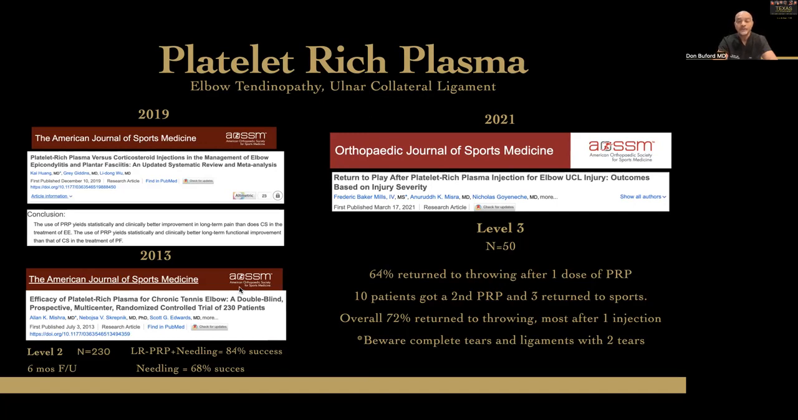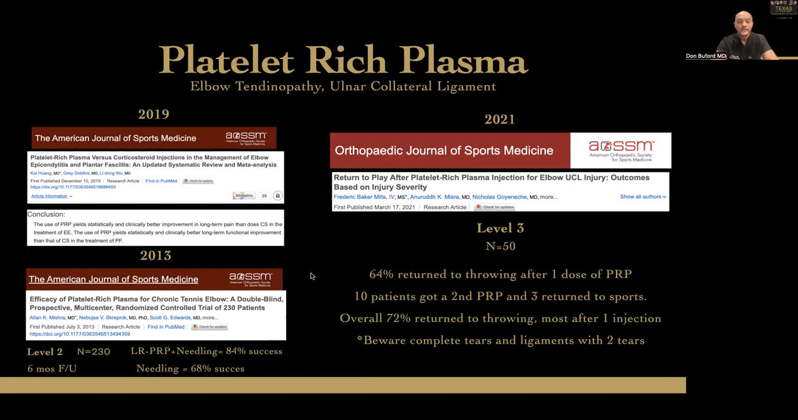For ulnar collateral ligament, this paper that came out last year is why I say that everyone deserves PRP for a diagnosis of a UCL tear. It's because we can get 72% of these people back to throwing, which is about the hardest thing you can do to the elbow, after one or two injections, and most of them after one injection.